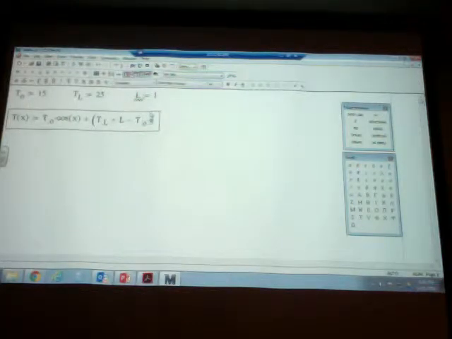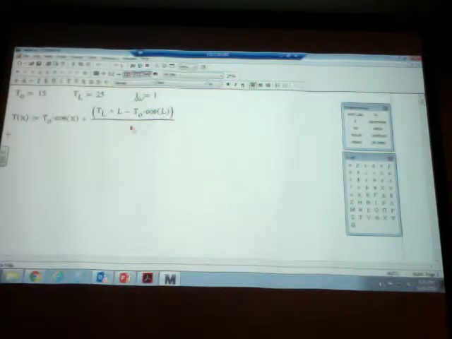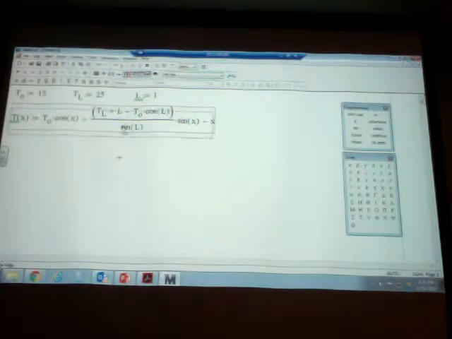And the temperature, this will be the exact temperature, looks like T0 times the cosine of x plus TL minus T0 times the cosine of L, all of these divided by the sine of L, times the sine of x, minus x. All right, that's the exact solution.